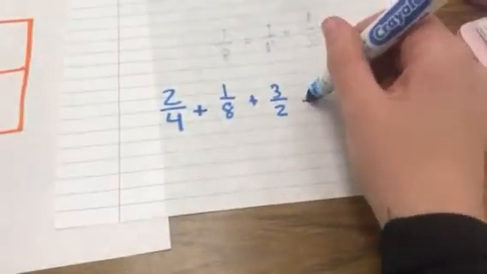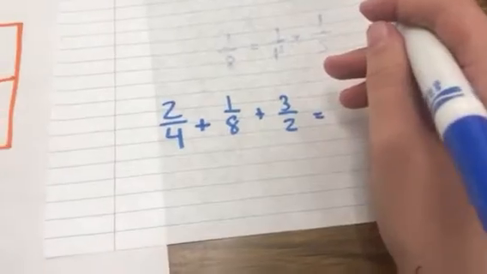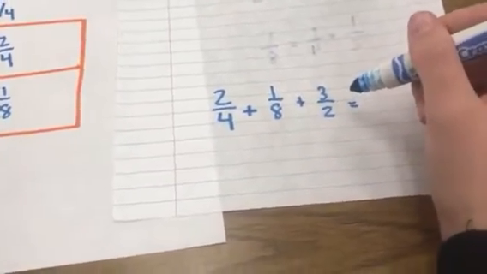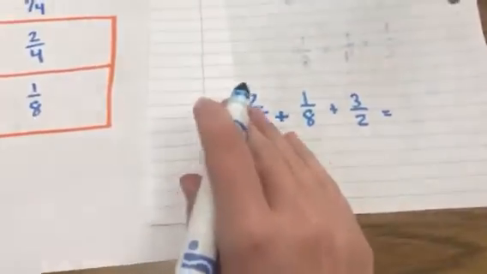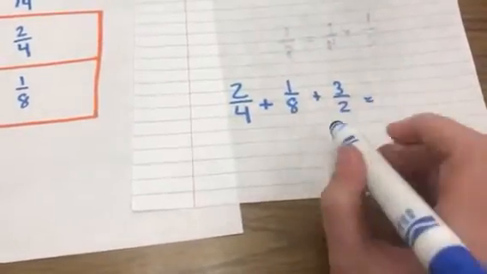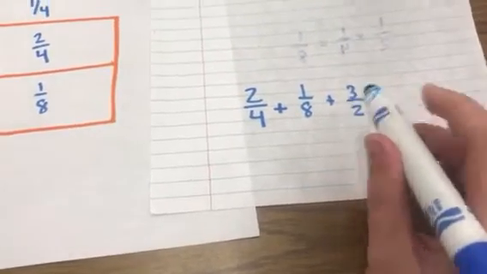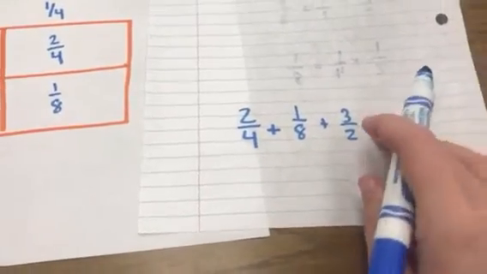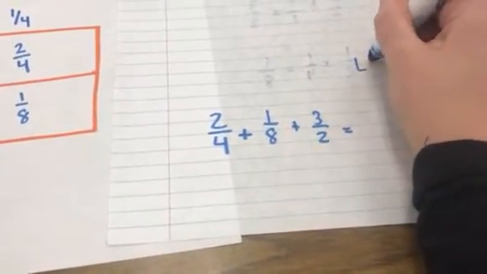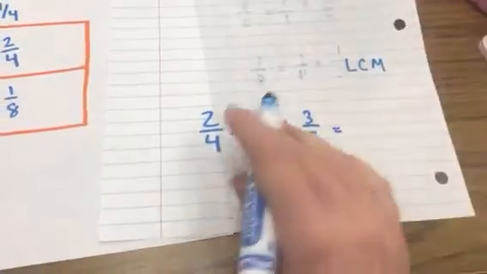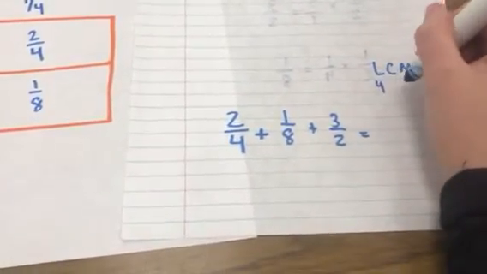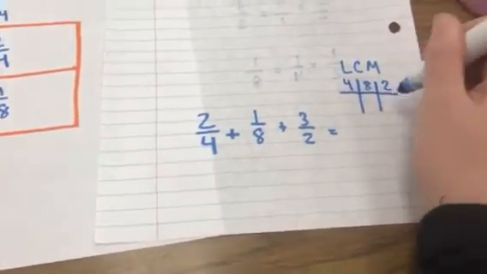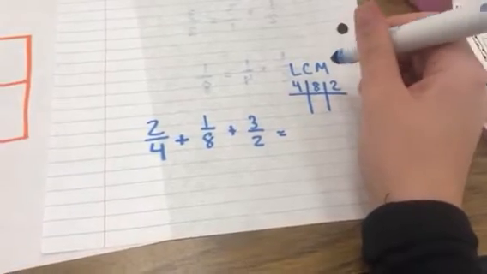Looking at these, with multiplying we know we don't have to find the LCM. But with adding and subtracting fractions, we do, and here's where it gets tricky. You can't just multiply across and add across. We have to pay attention to our symbols. So we need to find the LCM of all our denominators, the least common multiple, bringing back your favorite scale. So LCM. My denominators are 4, 8, and 2. I already know what my LCM is, but I'm still going to list it out.